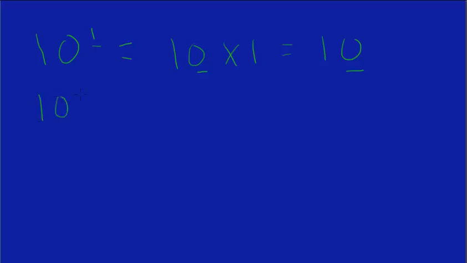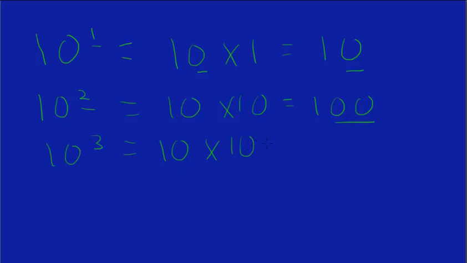10 to the second power, we just talked about, equals 10 times 10 equals 100. 2 zeros, an exponent of 2. 10 to the third power, you're probably guessing by now, is 10 times 10 times 10 equals 1,000. And you'll notice from lesson 1 with the base 10 system, this is all very fancy how this works out. The exponent is 3, and you have 3 zeros.